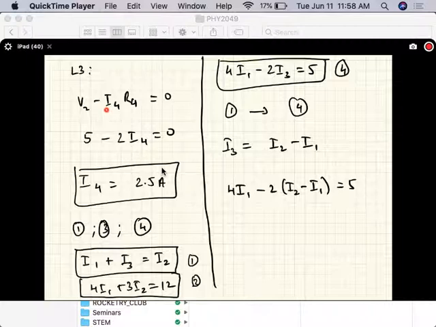Ohm's law says I times resistance, current times resistance, that's the voltage across the element. I can't pause and answer that question. Okay.